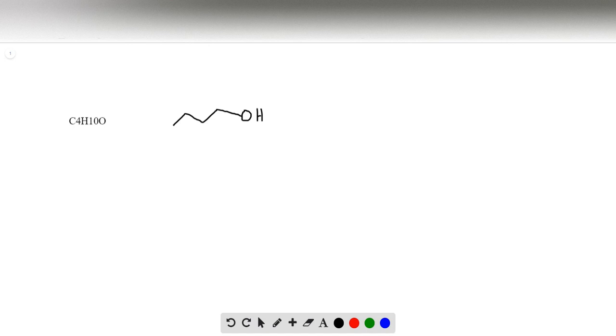We could move this alcohol over one carbon. That's what this is. The functional group is an alcohol, or a hydroxyl group as it is sometimes referred to. Another alcohol we could draw is this one. A third one, we could move this methyl group onto this carbon instead, and we would have this alcohol.